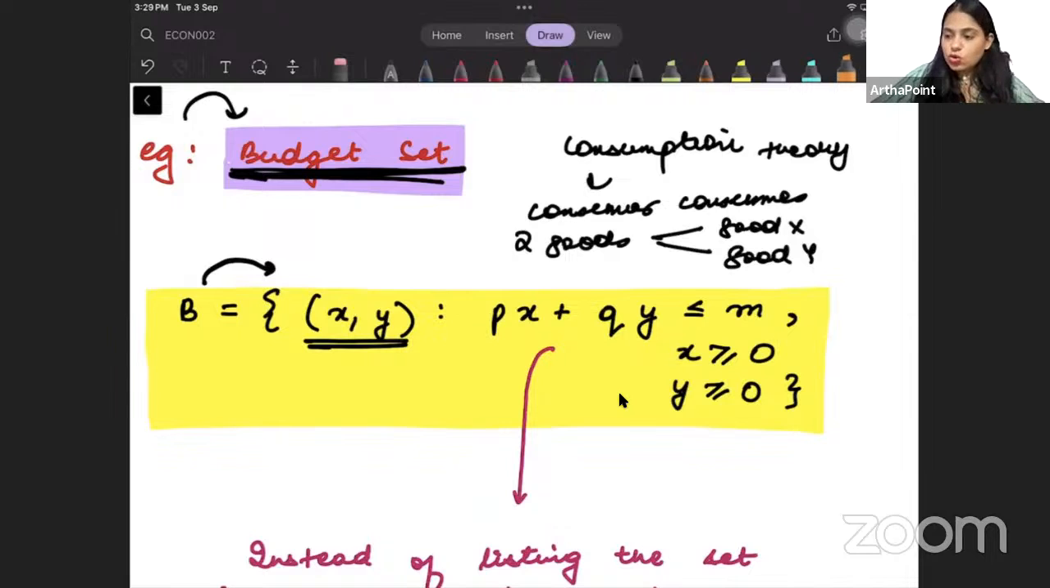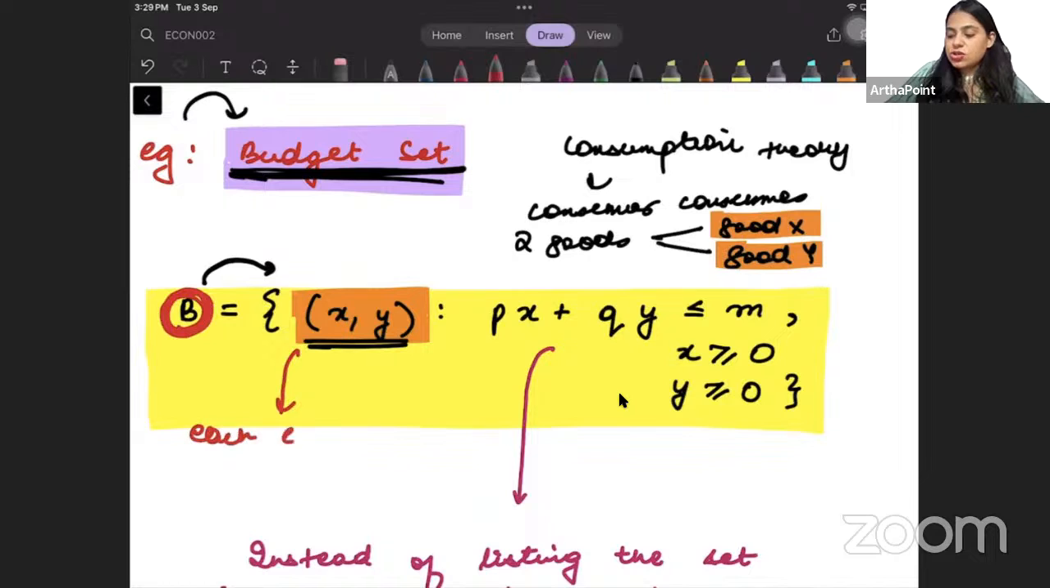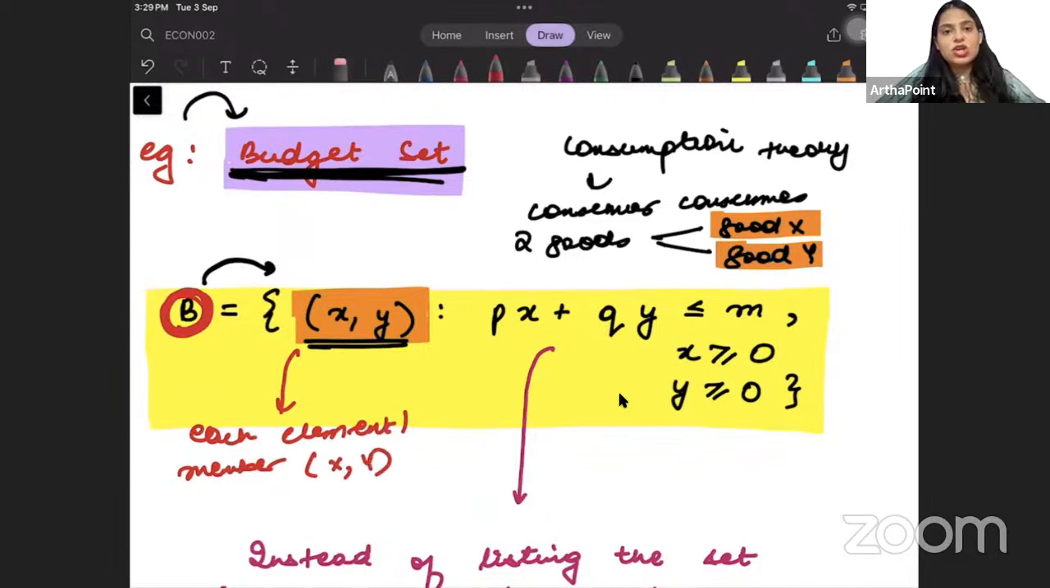Consumer is consuming two goods, बेटा. एक good X consume कर रहा है consumer, एक good Y. And here I am saying that each element in this set, जो भी मेरा ये set B होगा, whatever this set B will be, each element or member of this set B will tell me the value of x and y. वो x का वैल्यू भी बताएगा और y का वैल्यू भी बताएगा, such that it solves the budget equation.